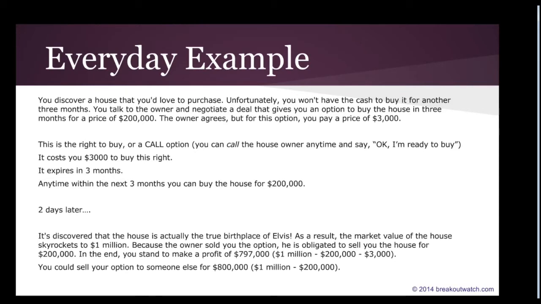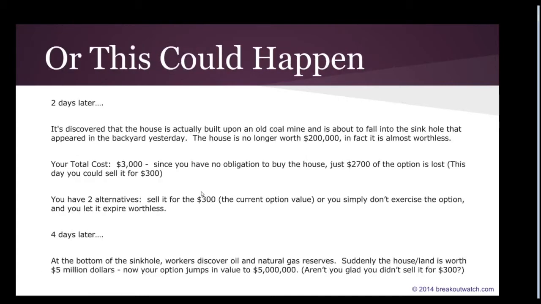So when you buy this house, you've already spent the $3,000. That's gone to the owner. Then you write him or her a check for $200,000, and now you own a $1 million house. So during this time, you could theoretically sell your option to someone else for the $800,000 that it's worth. All right, that's great. Or this could happen.